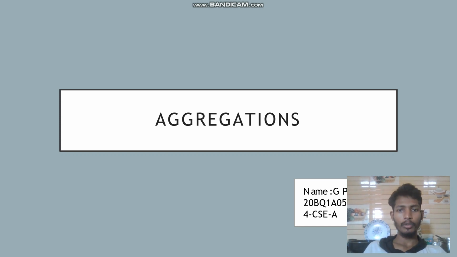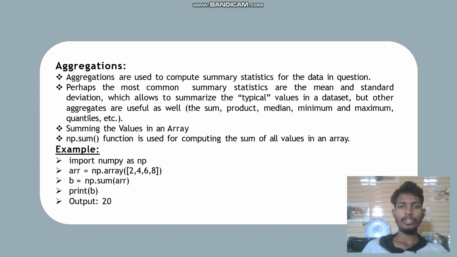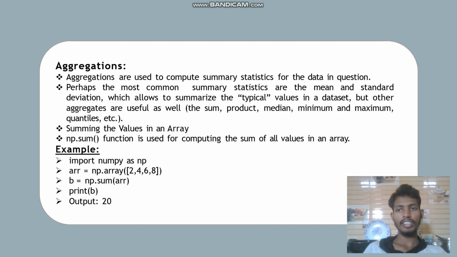I would like to explain about aggregations. Aggregations are used to compute summary statistics for the data in question. Perhaps the most common summary statistics are the mean and standard deviation, which allow us to summarize the typical value in a dataset. But other aggregations are useful as well: the sum, product, median, minimum and maximum, quantiles, etc.